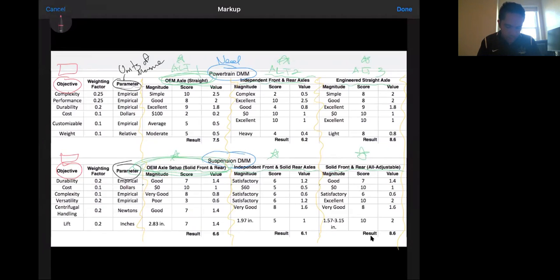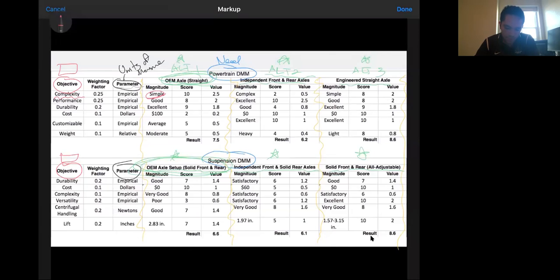And so for powertrain, we said that complexity should be, if it's highly complex, it'll get a lower score. But if it's very simple, it should get a higher score. So for example, the OEM axle for complexity, because it's simple, and this simple was determined from the fact that it's already built for us. We don't have to do anything, right? We just take what's given off the shelf and we use it.